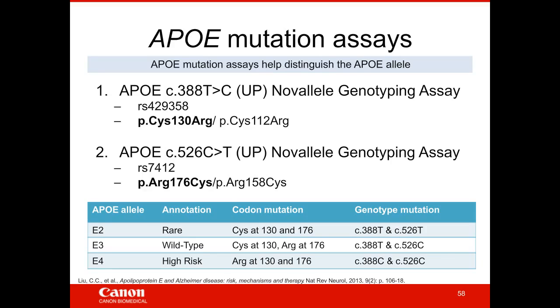APOE3 is the most common allele and is found in more than half the population and is considered to be the wild type. The two assays we offer detect SNPs in the APOE gene that cause an amino acid change based on the variation or mutation. For example, if you look at the chart, if a sample was wild type for both assays that we offer, that sample could be categorized as APOE3. If the sample was mutant for both, it could be categorized as APOE4.